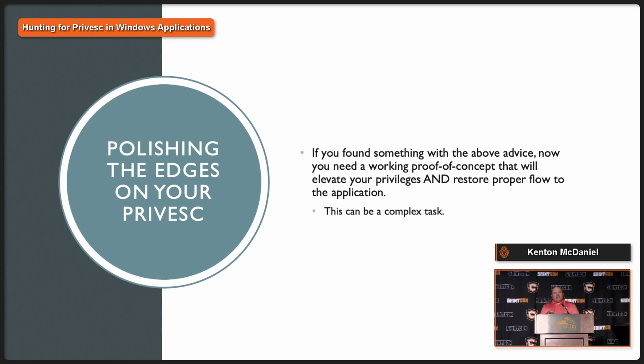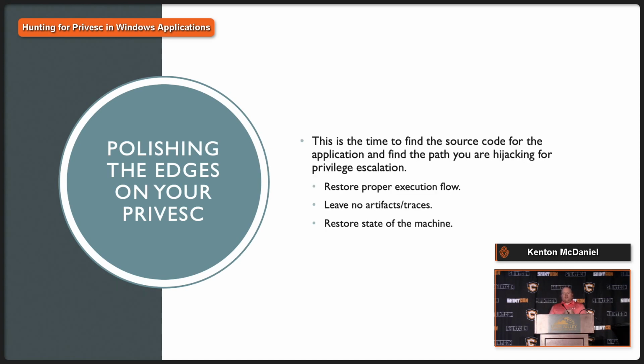So in our sandbox, we identified it. Now we need to craft our privilege escalation that elevates our privs and restores the flow. And this is complex. And a lot of the times you can't restore the flow. So you have to be careful about when you choose to use and not to use your privilege escalation vectors.